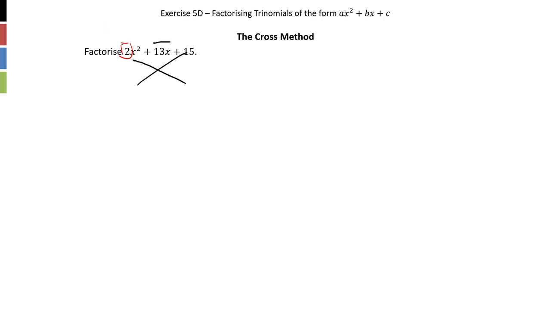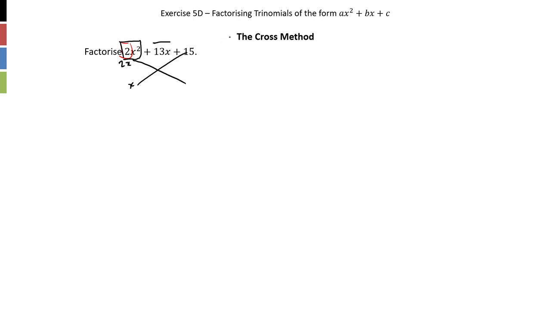Okay, so we start with 2x. We start with our first term. So we need to write down 2 factors of our first term. Now, in this case, it's pretty easy. There's only 2 options. We've got 2x and x. Okay. Now, if we had 4x squared there, we could have 2x and 2x, or we could have 4x and a single x. Okay, but that's nice and easy.